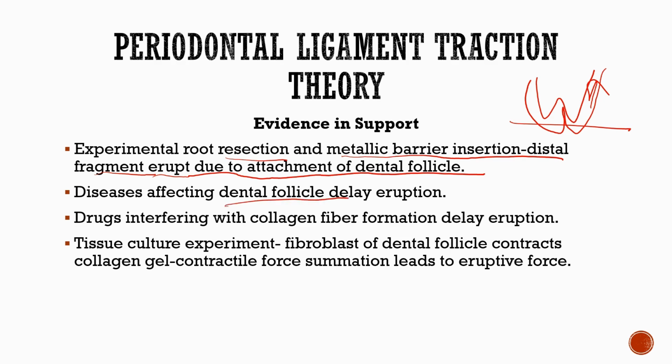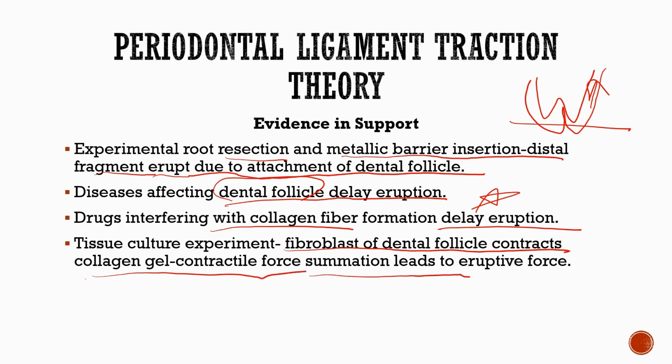Diseases affecting dental follicle delay eruption. So dental follicle is very important. Drugs interfering with collagen fiber formation delay eruption. So collagen fibers in the dental follicles are very important to note. Tissue culture experiment: fibroblast of dental follicle contracts collagen gel, and contractile force summation leads to eruptive force. So what does it mean? That fibroblast in the dental follicles contracts the collagen gel, which produces a contractile force that helps in the eruption of the tooth.